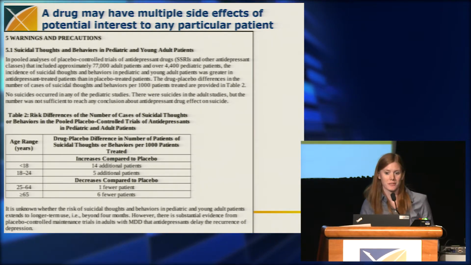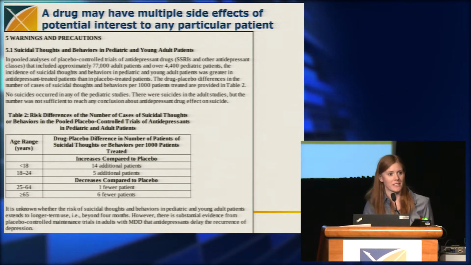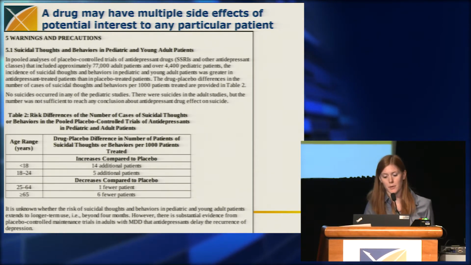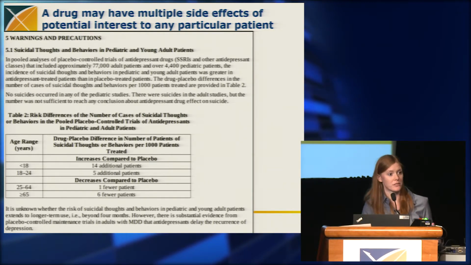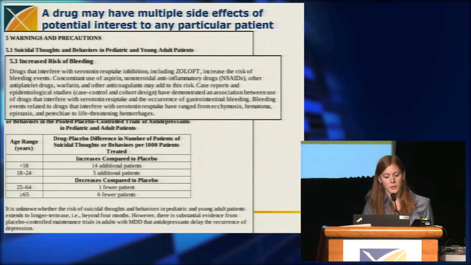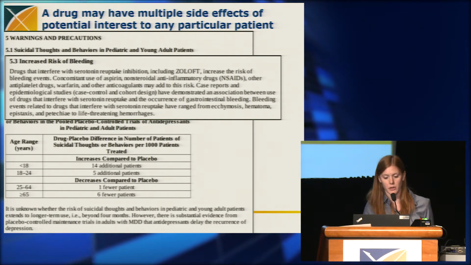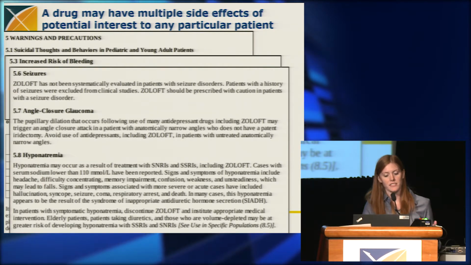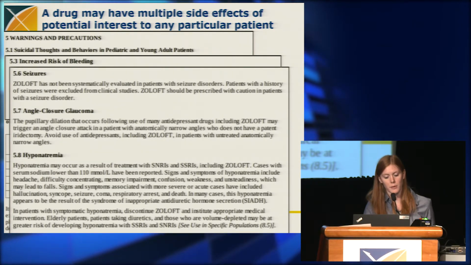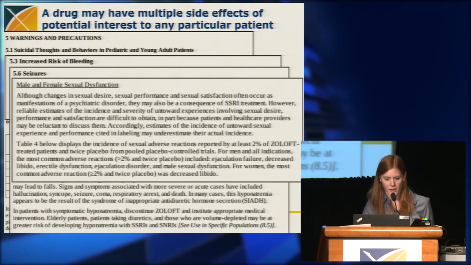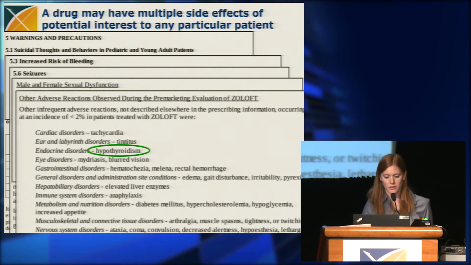But there's also lots of potential adverse events listed on packaging. So we've got this nice standardized framework set up. Why not try to apply it to lots of different outcomes? So we've got a risk of bleeding listed on the packaging for sertraline. We have seizures, angle closure glaucoma, hyponatremia. We have sexual dysfunction, hypothyroidism. There's quite a lot of outcomes.